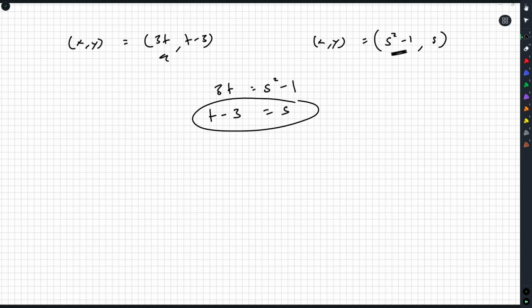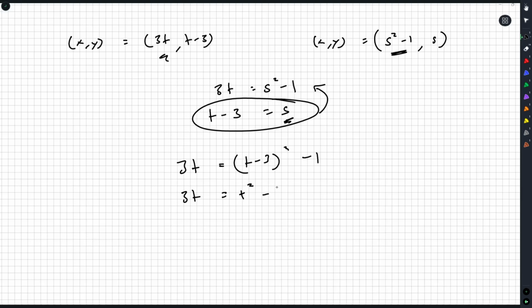I do notice this last equation here, we already have s in terms of t, so what I'm going to do, I'm going to take that and put it into the first equation. So 3t here is t minus 3 squared minus 1. And then I can expand this out. This isn't the only way to do this, by the way. You could do something else like rearrange the first equation to get t is s squared minus 1 all over 3. But I think this is probably the easiest setup here.